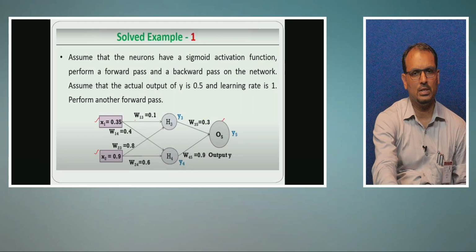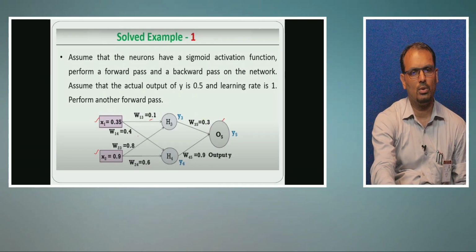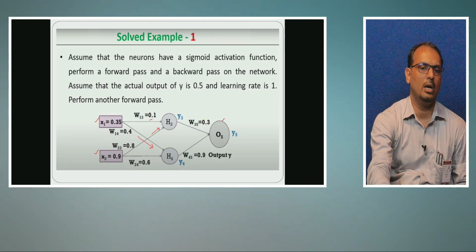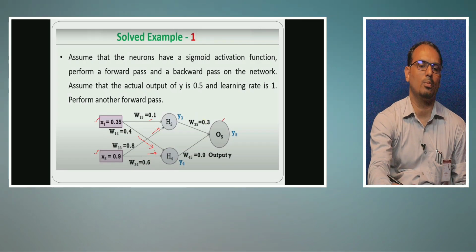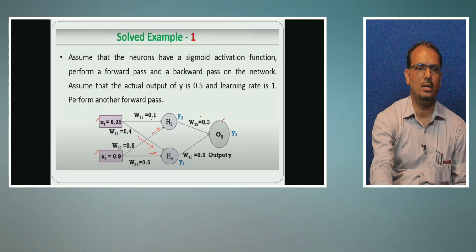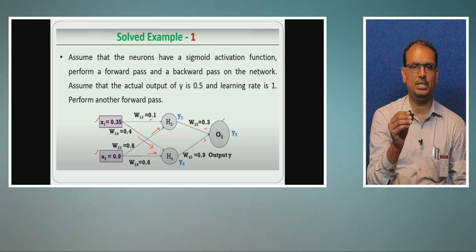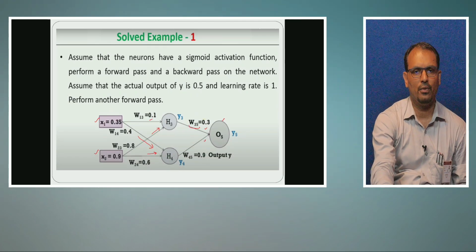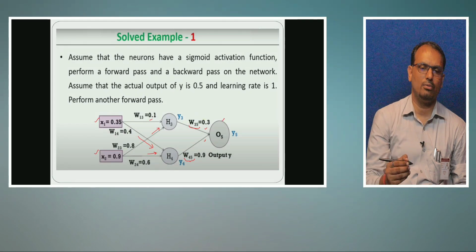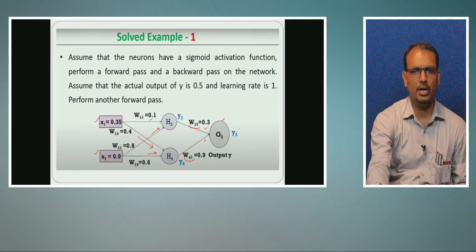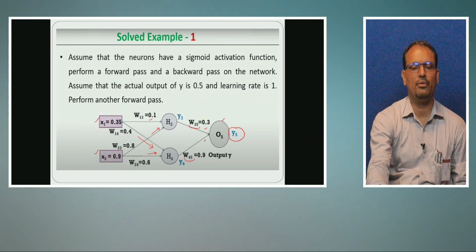1 to 3 means this weight value 0.1. 1 to 4 means input 1 to hidden node 4. 2 to 3 means input 2 to hidden 3, and 2 to 4 means input 2 to hidden 4. All these weights are given. In the same way, H3 to O5 and H4 to O5, all these weights are also given. So I mentioned there W35 and W45, and we got here Y5.